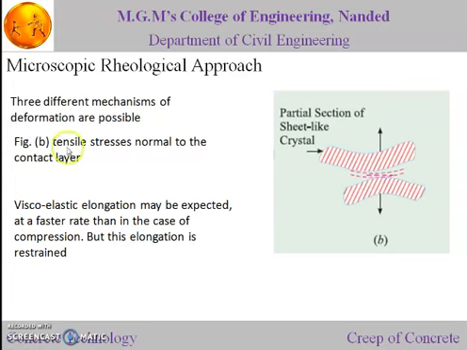The second figure shows the tensile stress normal to the contact layer. Here, due to the action of this tensile stress, an elongation is expected. This elongation is at a faster rate than the compression, but it is restrained because the surrounding space of this intercrystalline particle is occupied with dense concrete. So there is a restraint for this elongation.